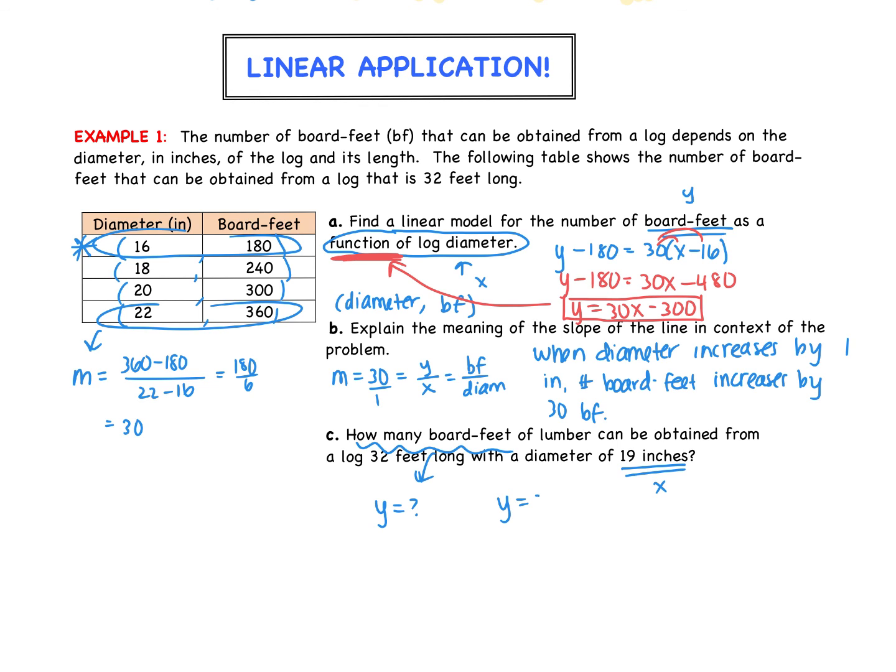So we get y equals 30 times 19 minus 300. I don't know what 30 times 19 is. 570. Thank you. I looked it up. So we get 270 board feet. Hey, don't be doing that math.